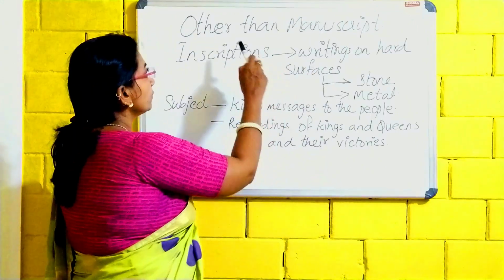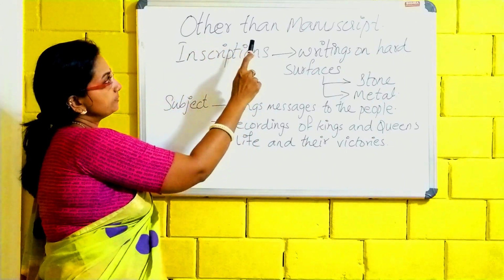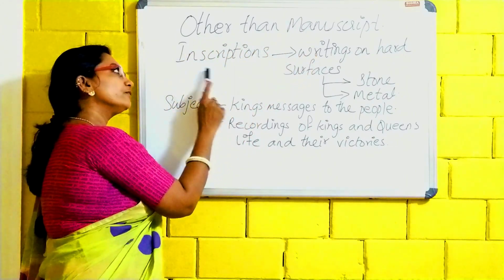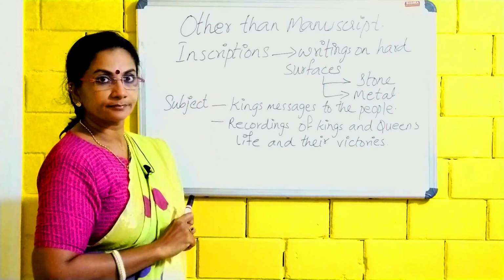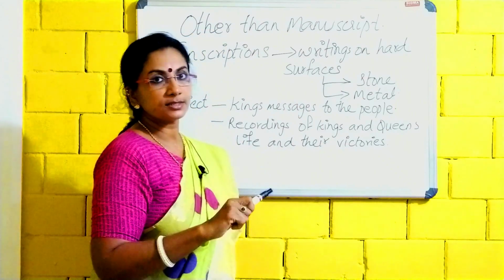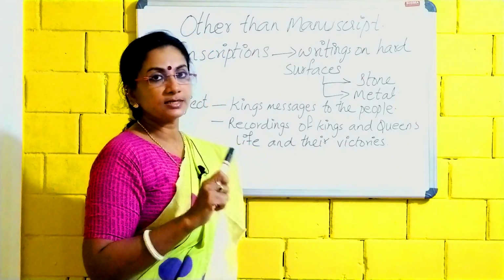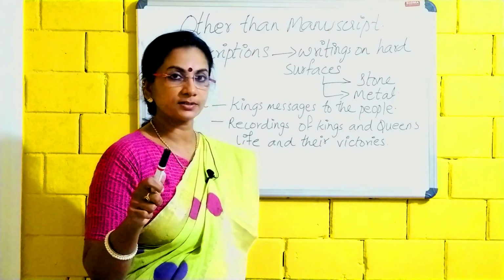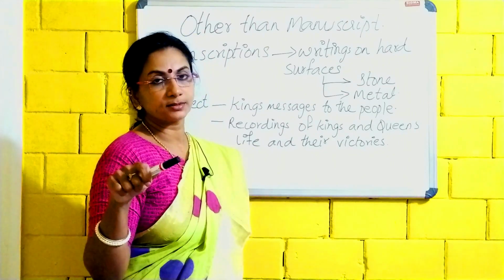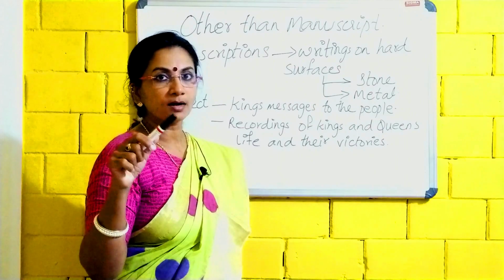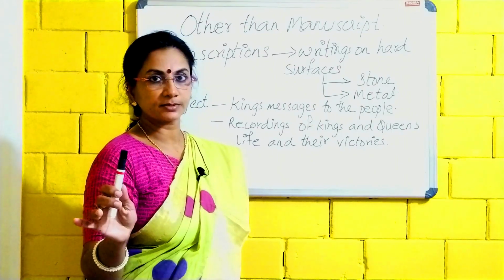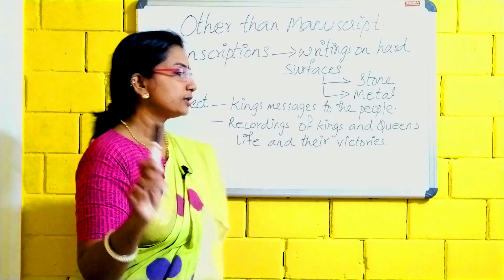After manuscripts, that means other than manuscripts, we can find inscriptions. And what is an inscription? An inscription is writing on a hard surface. The hard surface means stones or metals. So writings on hard surfaces like stones and metals are called inscriptions. Okay, got the point?